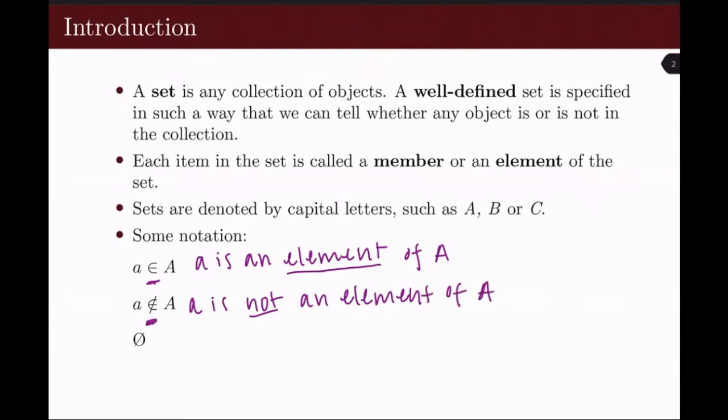And then lastly, this is the symbol for the empty set. The empty set is kind of what it sounds like. It is a set with no elements. It is just an empty set.